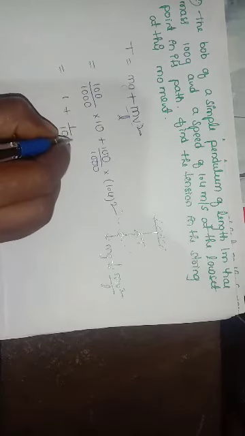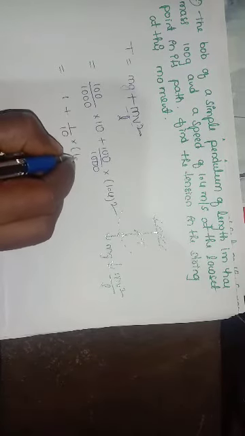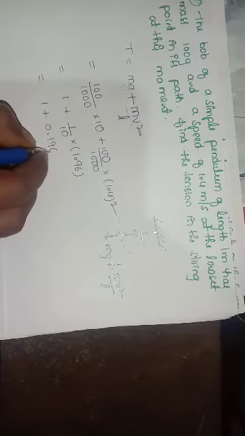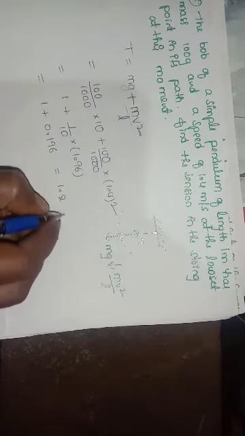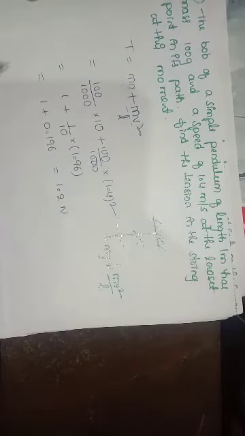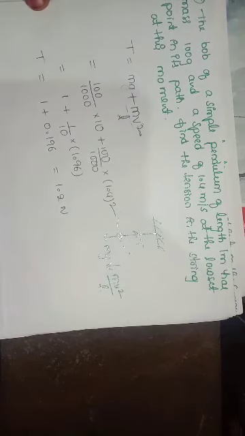So how much will we get here? 1 plus 1 by 10 into 1.96 you will get. So that is equal to 1 plus 0.196, which is equal to 1.2 newtons. So this is the tension acting on this simple pendulum.